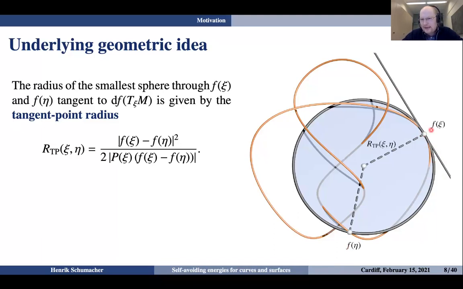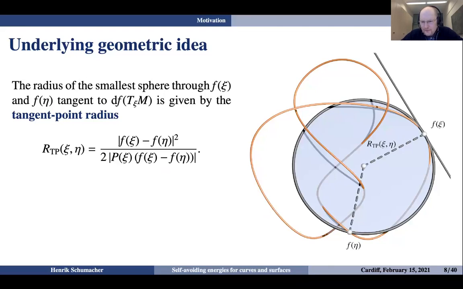And within this plane, we have a unique circle that is tangent to the curve at this point and still contains this other point. And the radius of this circle is connected to this integrand. It's actually 1 over the integrand of the tangent point energy.